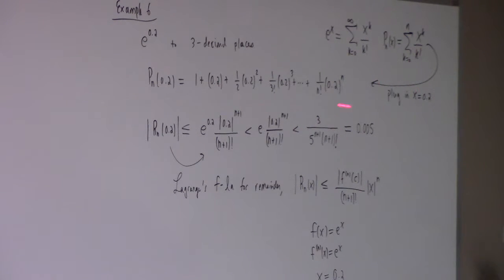If I plug in x equals 0.2, I get this, right? Lagrange's formula for the remainder says that the nth remainder is equal to the (n+1)th derivative evaluated at some point c, divided by (n+1) factorial, times x to the n+1, right? Well, I will explain this more. I'm going to actually prove this for you guys today, or try to.